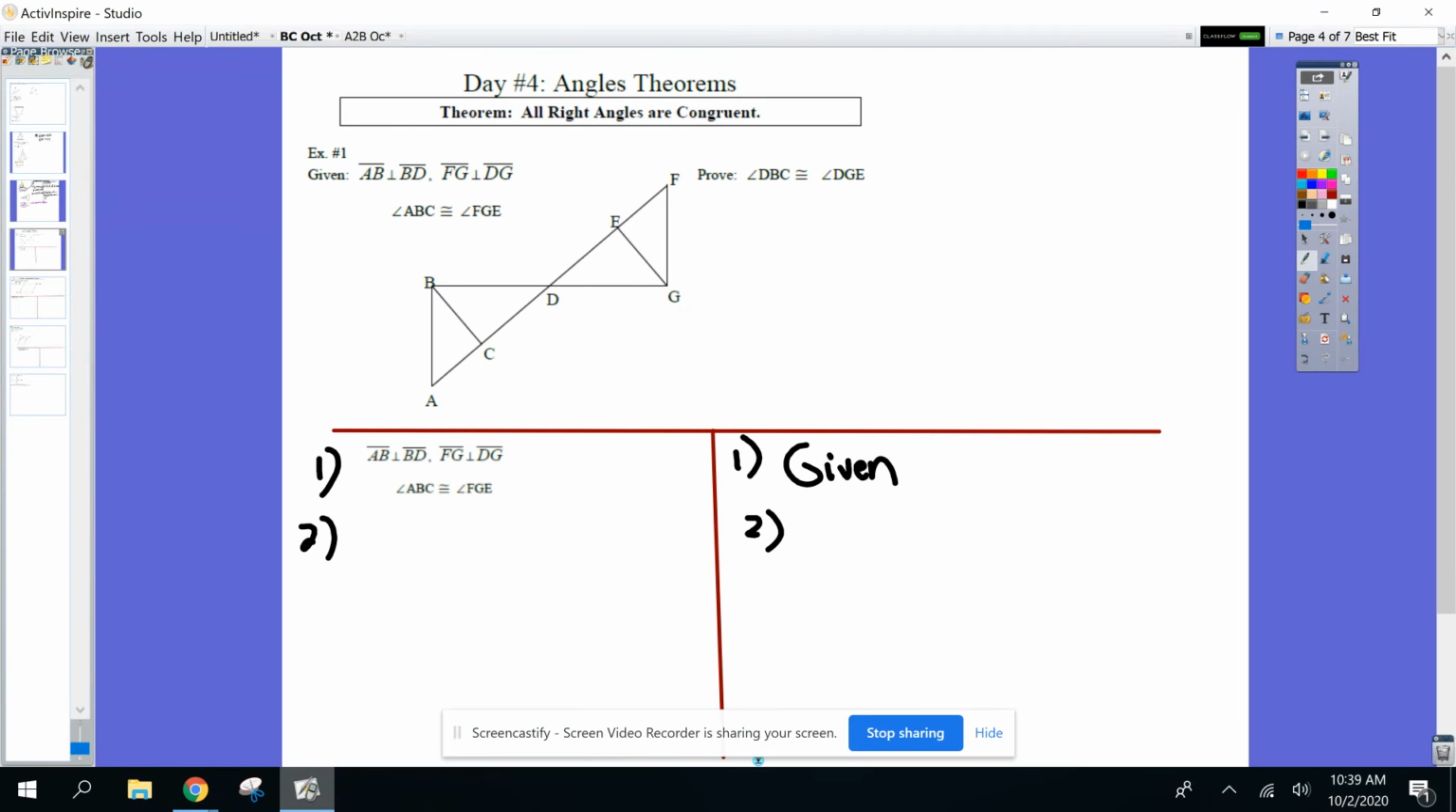Okay, so for this first example, write all your statements and reasons in first, your givens, and then mark your diagram with whatever you can mark. You should be able to put a couple markings on this.